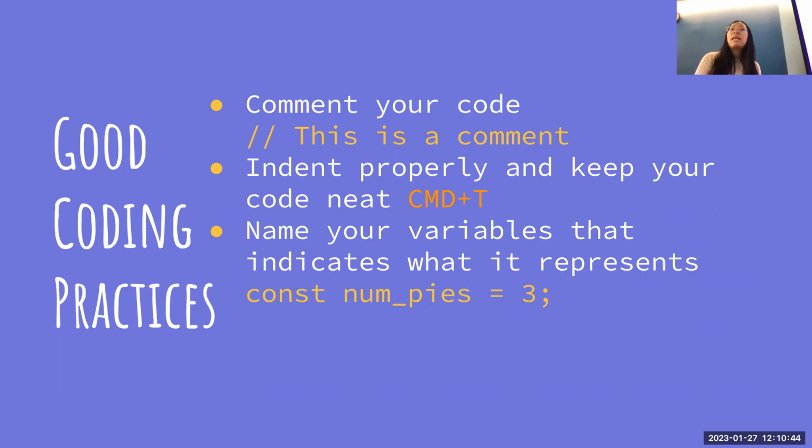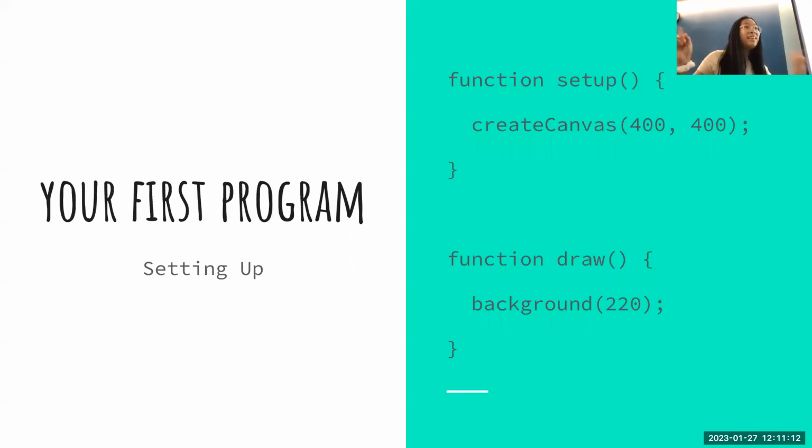So if I wanted to represent how many pies I ate this week, I would call it const, which is going to tell us that this is a constant variable. And then I would name it num underscore pies. Oh, I guess we're in JavaScript, so it's going to be camel case, numPies, equals 3. So that's me saying, more specifically, what this variable represents. Cool. So those are some good coding practices. Let's get started with your first program.